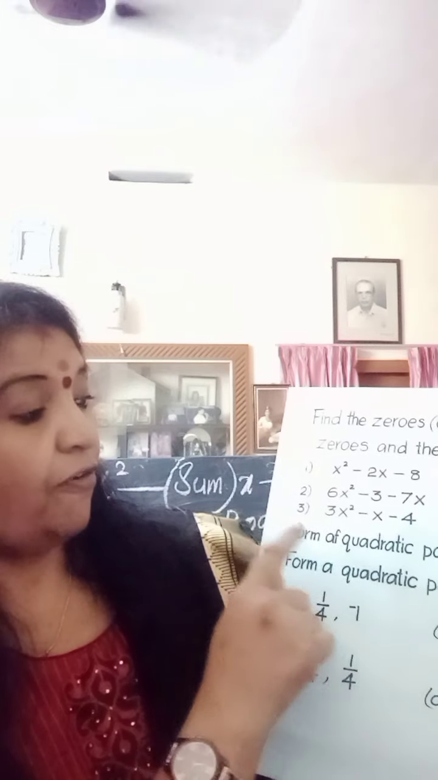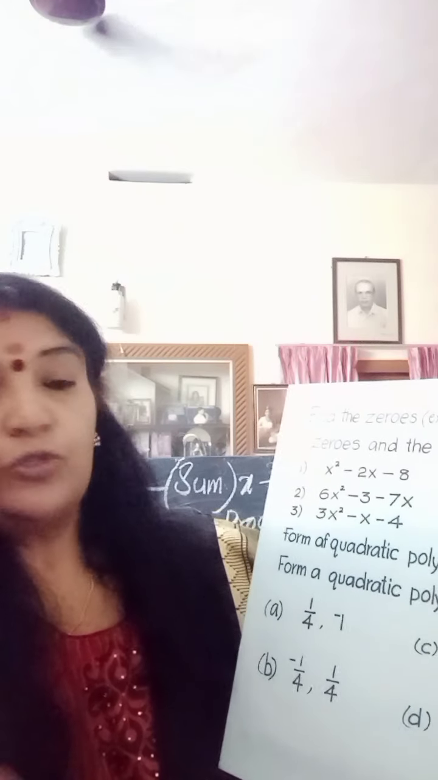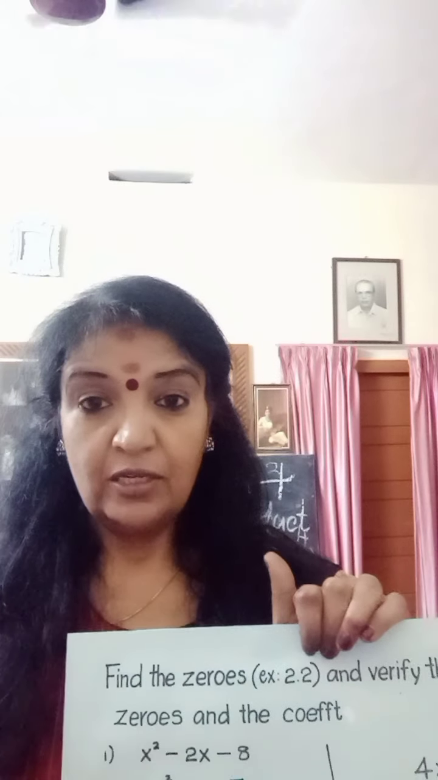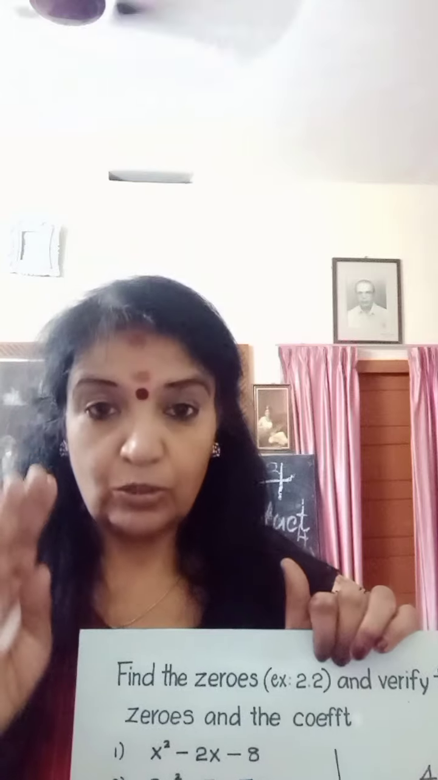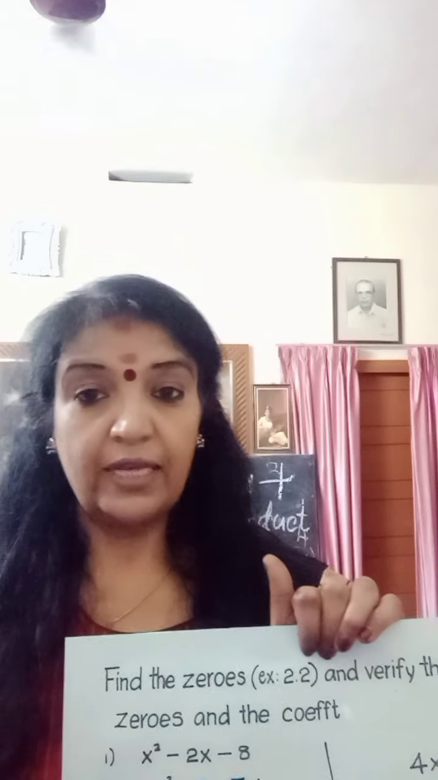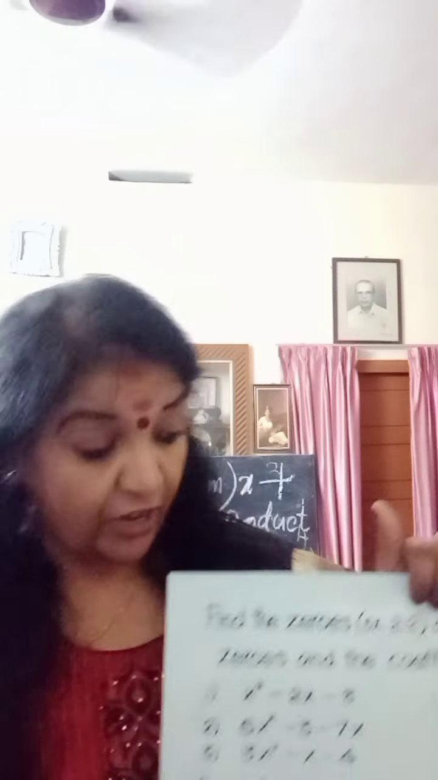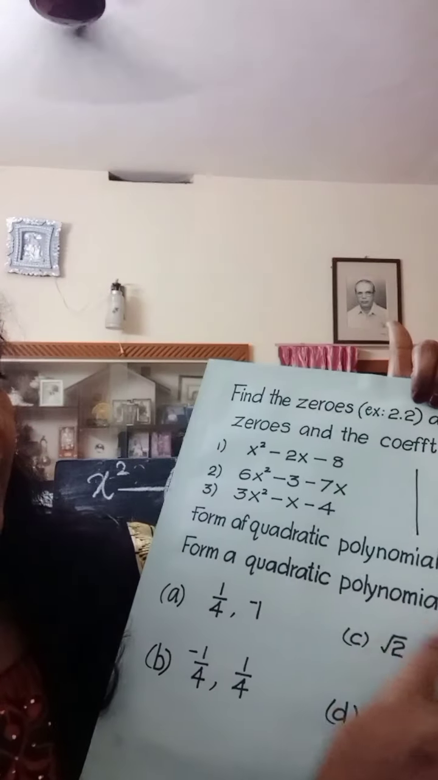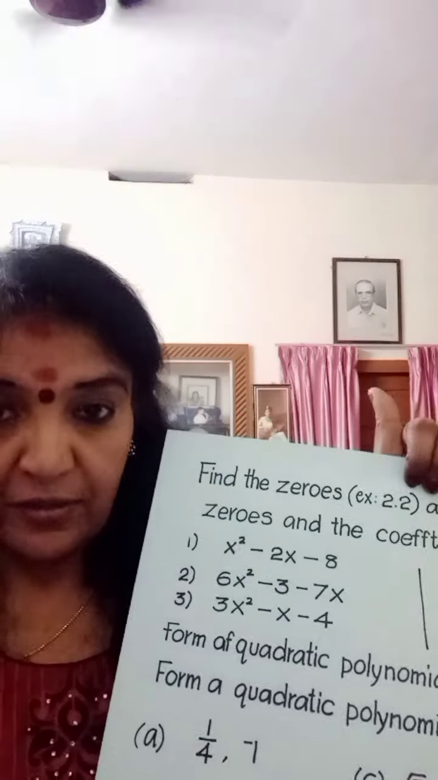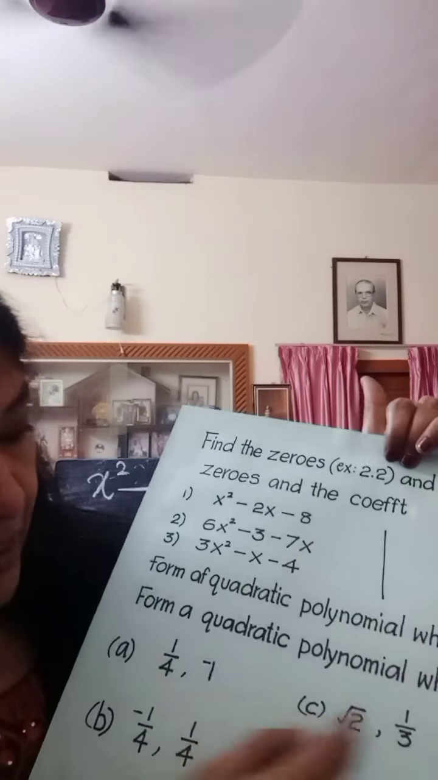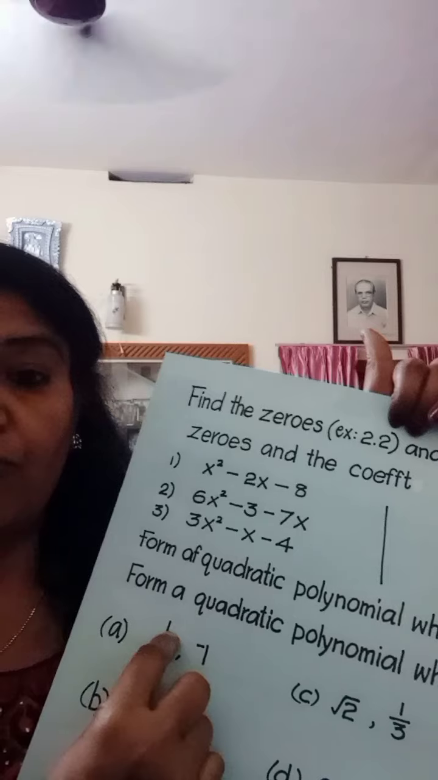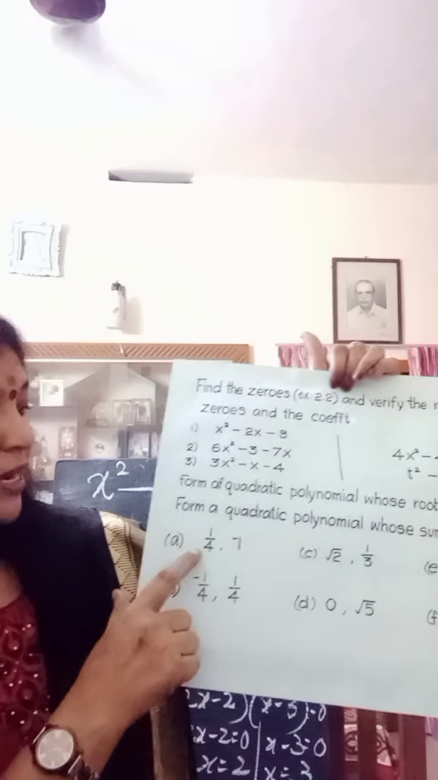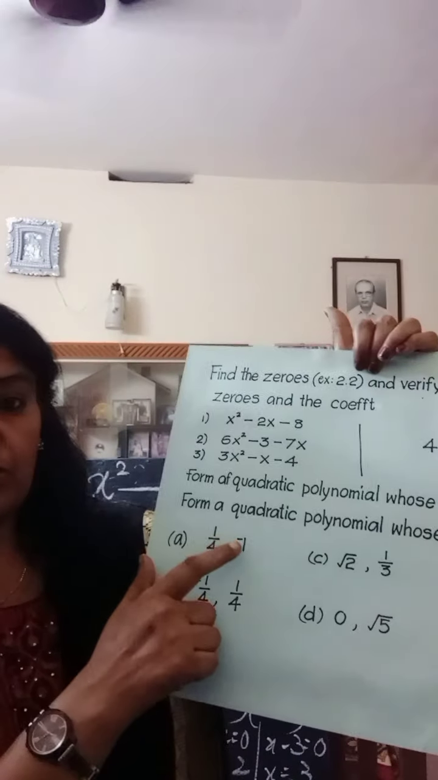And the second set: form a quadratic polynomial whose roots are 1 and 3. So 1 and 3 are the two roots. Form a quadratic polynomial. So its form is x square minus sum into x plus product equal to p of x. Form a quadratic polynomial means equal to p of x. Similarly, form a quadratic polynomial, instead of roots I have given the sum and the product directly. That is 1 by 4 is the sum and negative 1 is the product. So how to write? One example I will do.